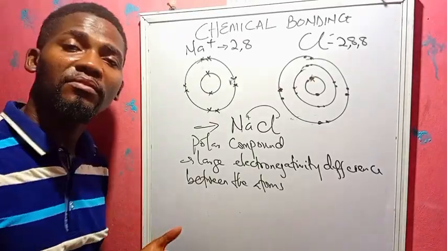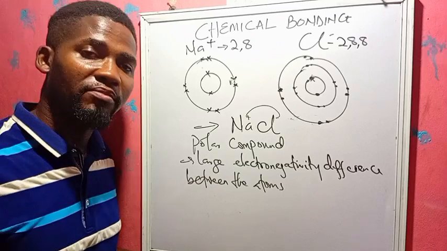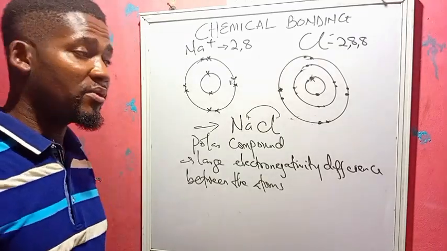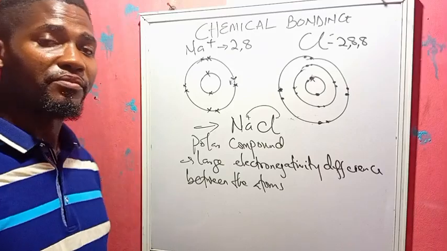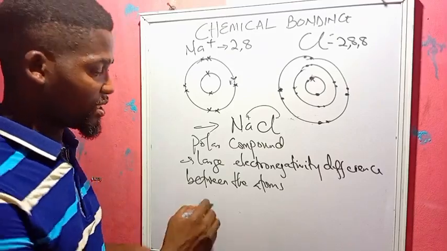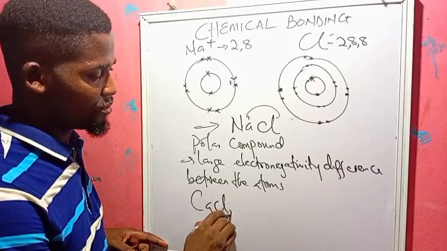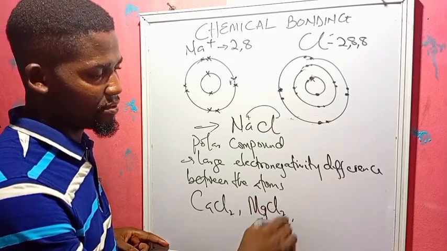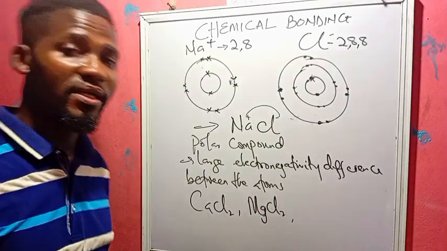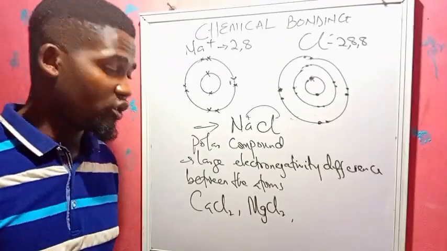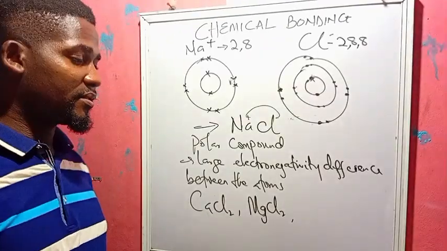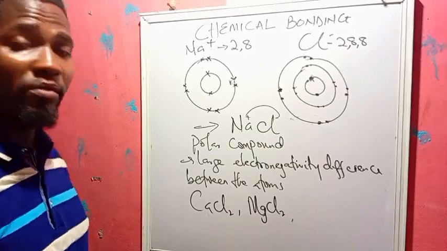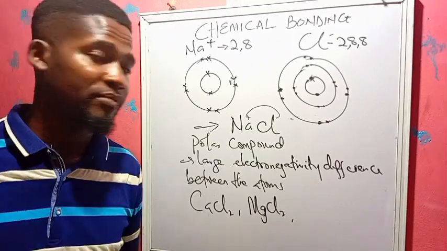So these electrovalent or ionic compounds are solids at room temperature. They have high melting and boiling points due to the strong force of attraction. Other compounds we can have are CaCl2, calcium chloride, magnesium chloride, and magnesium oxide. Many other compounds we can get from this combination.